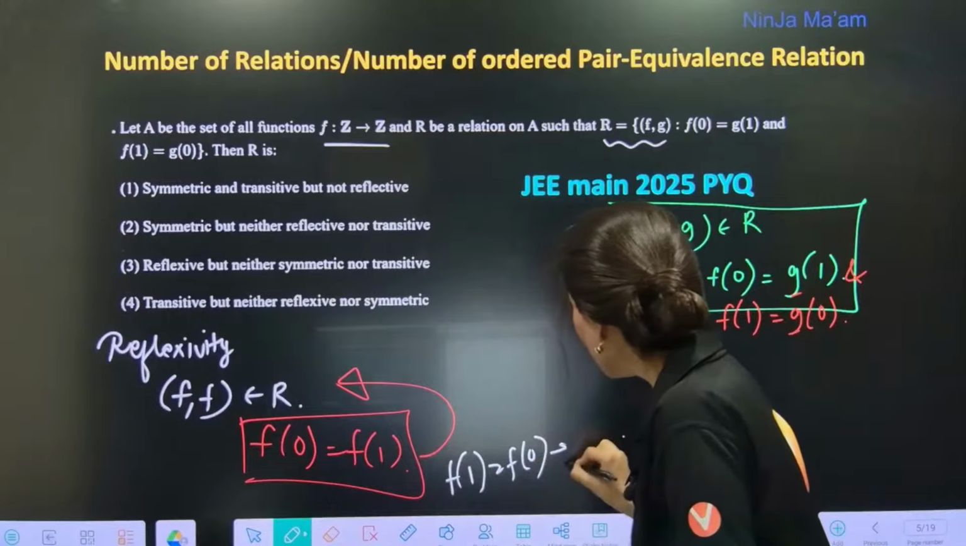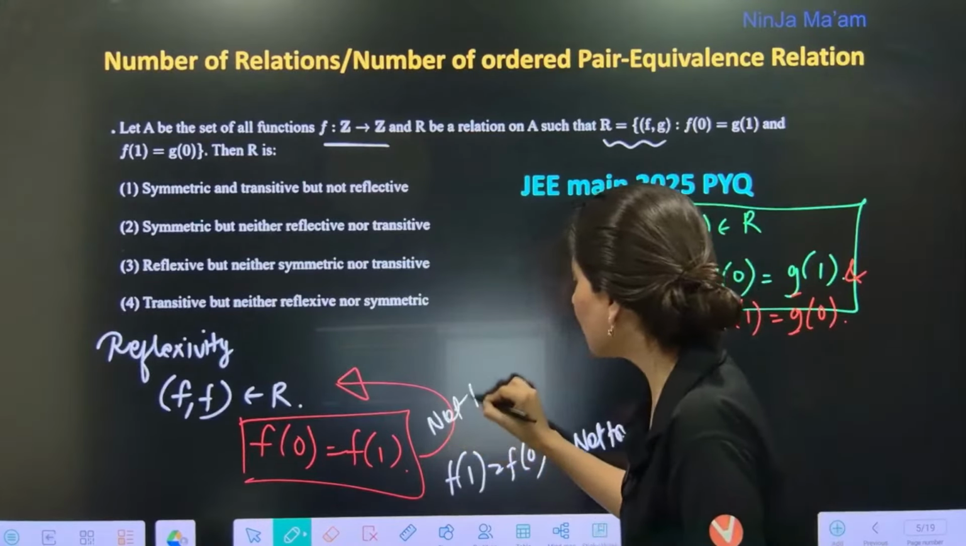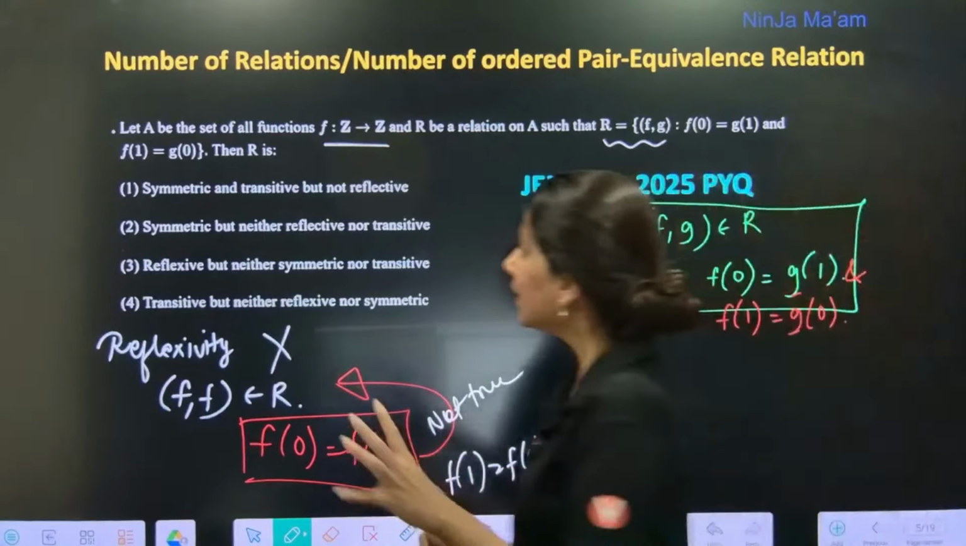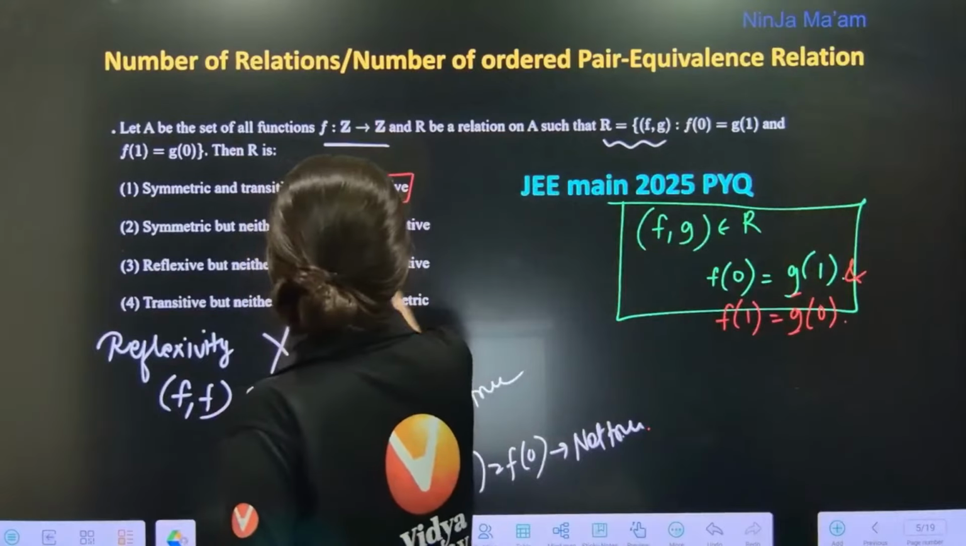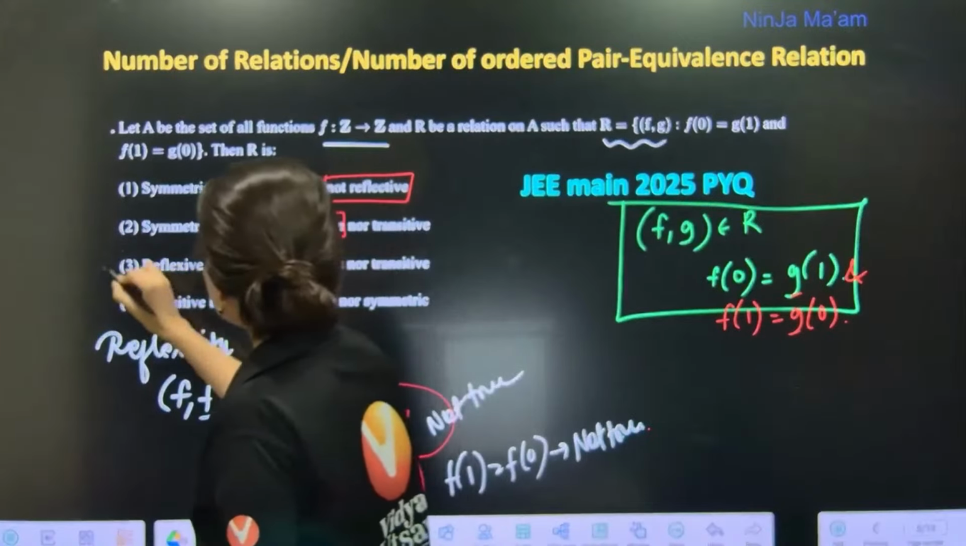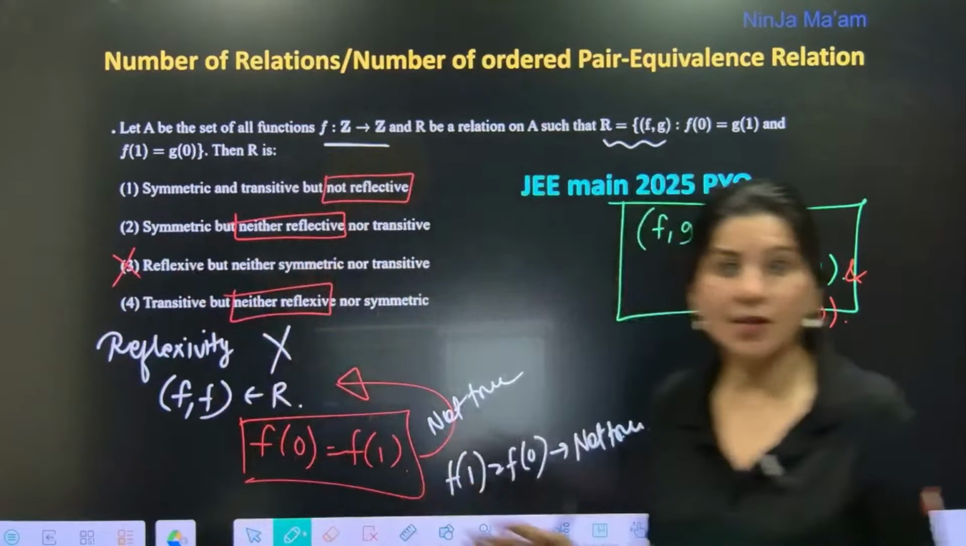Is this true? Not true. Is this true? Not true. Both are not true, both are the same condition. So this is not reflexive. The first thing is very clear, that this is not reflexive. So option C is eliminated.